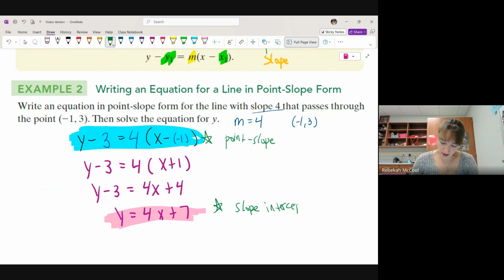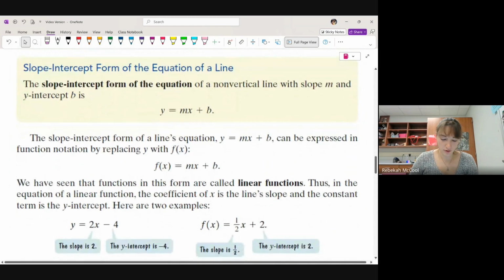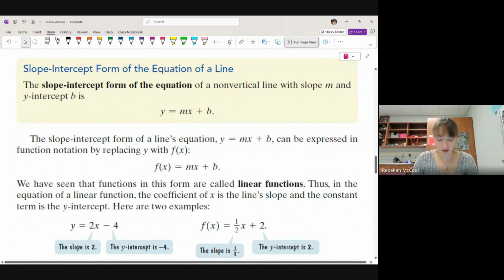So I can still see the slope. That coefficient in front of x is our slope, but that 7 actually ends up being our y-intercept. So here it is, slope-intercept form. Again, naming is important. It's telling you the data. Slope-intercept form, slope m, and the y-intercept b is our y equals mx plus b form.